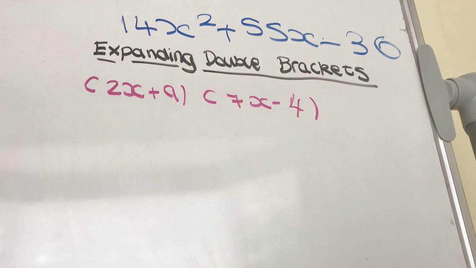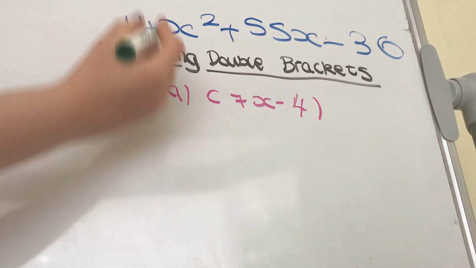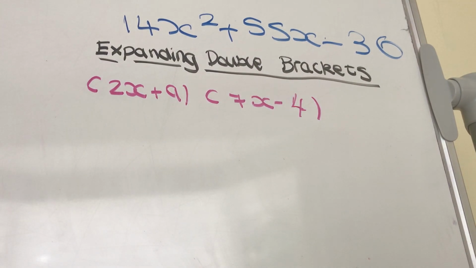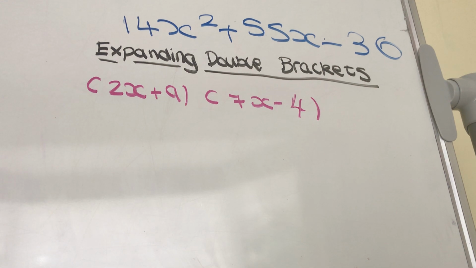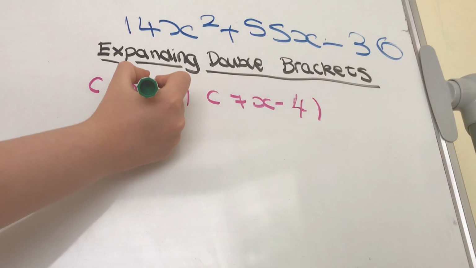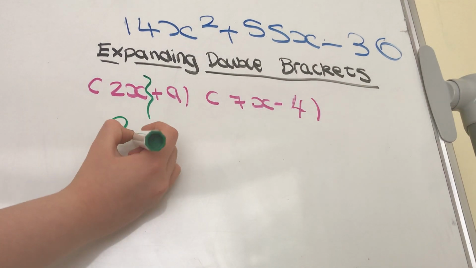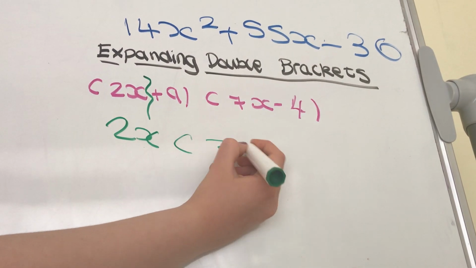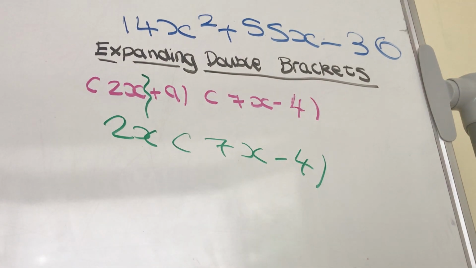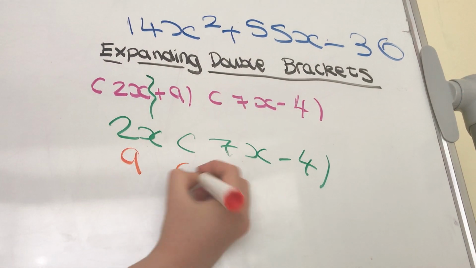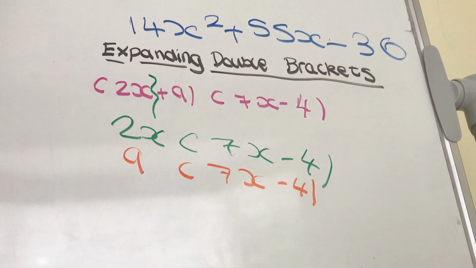So what I want to do is split it, and the reason I was talking to you about those symbols is I want to split this into two, but I don't want to take that positive symbol, because what it means is I'm taking away the symbol from that 9. I don't want to do that. So I'm just going to split that here. Okay, and then I want to multiply it all. So I want to do 2x, and then I just want to bring this down, 7x minus 4. And then I want to do the same for that 9. I want to do 9, bring that down, 7x minus 4.